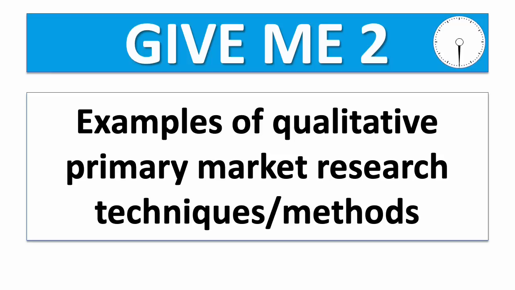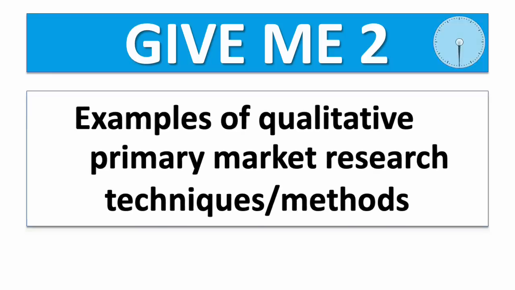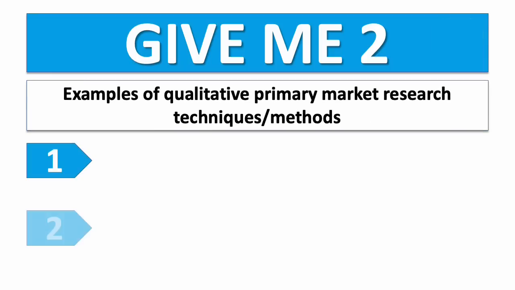Hopefully you've had enough time to come up with 2 examples, and we'll take a look at the answers on the next slide. So 2 examples of qualitative primary market research methods. We have focus groups, and remember those are small groups of people coming together to talk about a new product, for example, so you're getting in-depth research from that particular group. And interviews would be the second example.